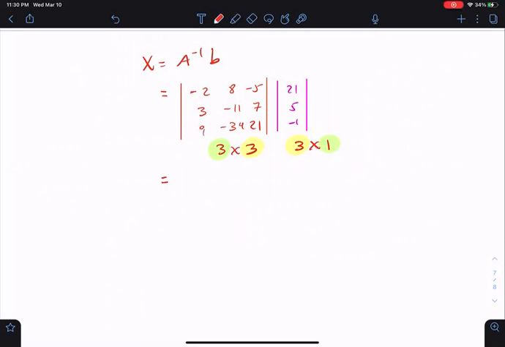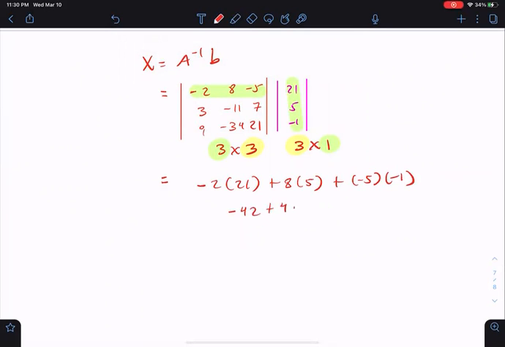Okay, so let's use the dot product. Row 1, column 1, right? So this is -2 times 21 plus 8 times 5 plus -5 times -1, right? So if you compute this, you get -42 plus 40, actually plus 5. So this is what? -2 plus 5, that's 3. So that means this equals 3, right?